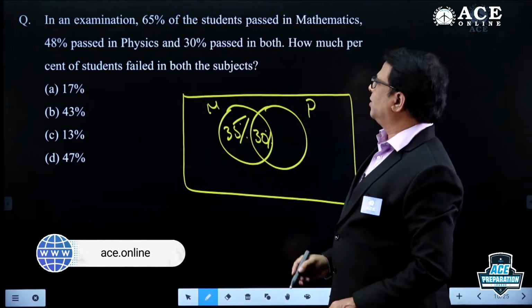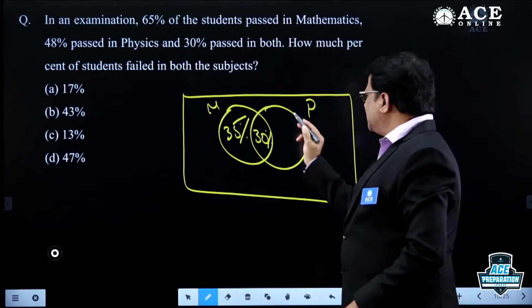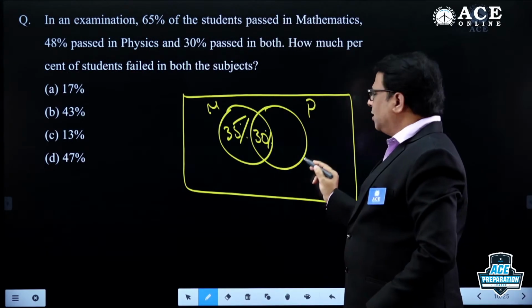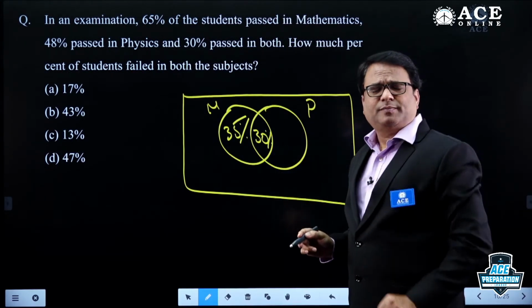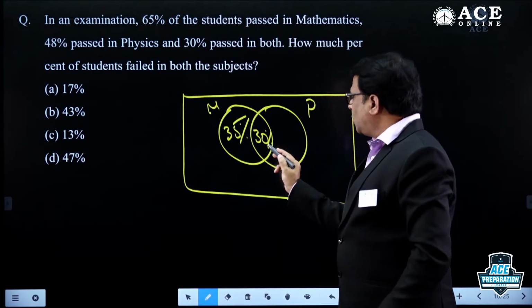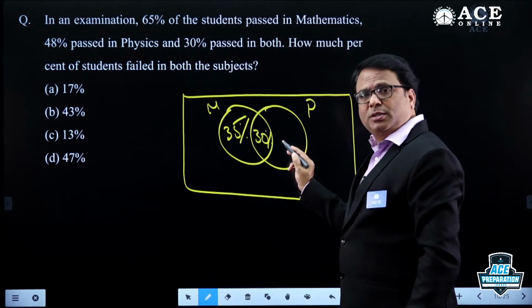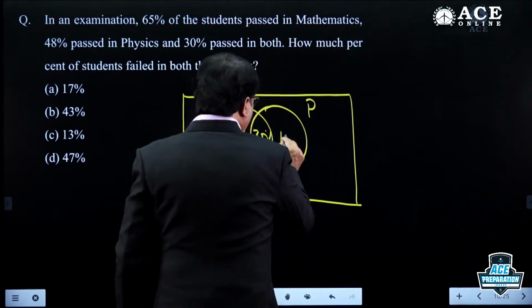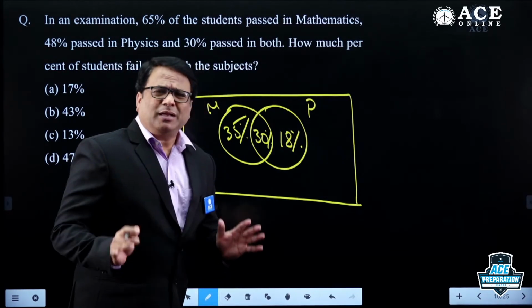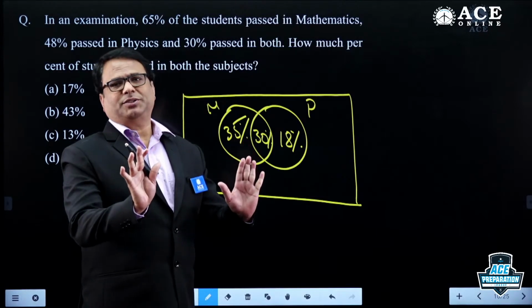Then physics. 48% passed in physics. That means this complete physics circle should represent 48%, and out of 48%, 30% has already been taken here. So here it should be how much? 18%. Okay.